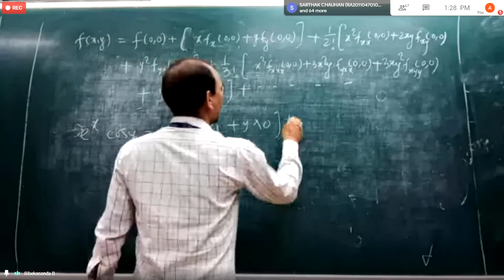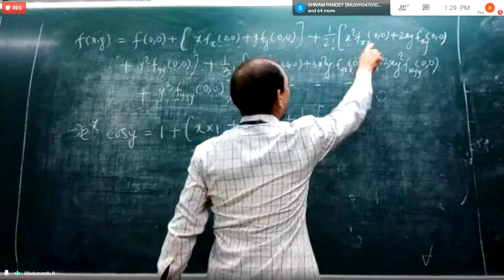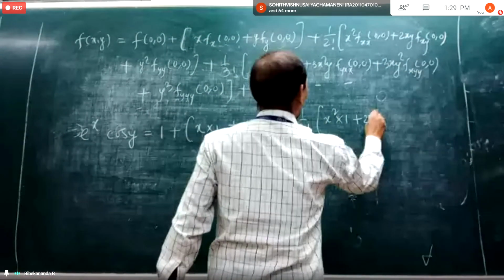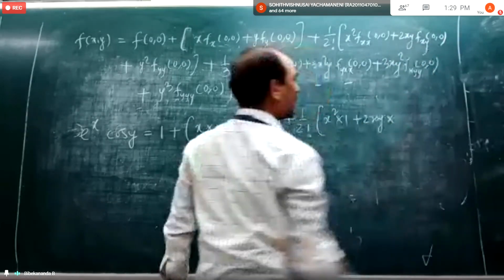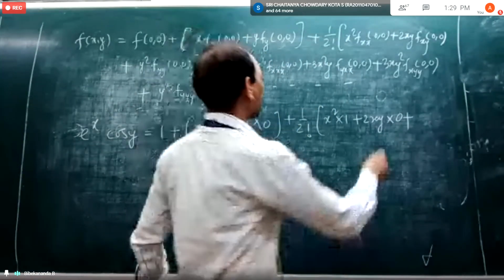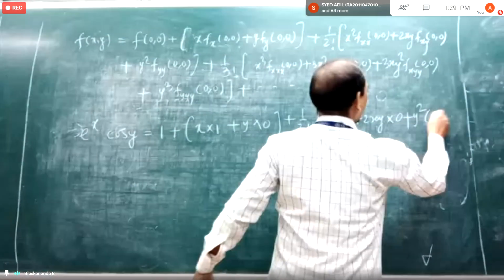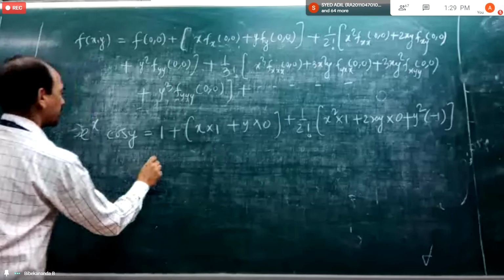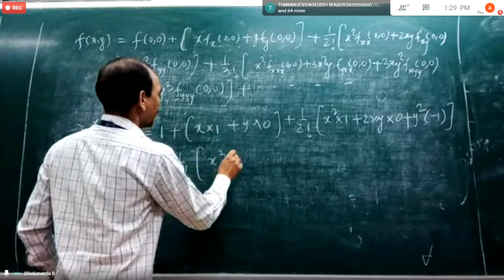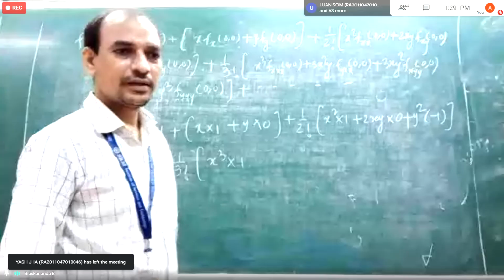Then 1 by 2 factorial into x square, what is the value of fxx at 0, 0? 1. 1 into 1, plus 2xy into the value of fxy at 0, 0, which is 0, plus y square, what is the value of fyy? Minus 1. Plus 1 by 3 factorial whole into x cube, what is the value of fxxx at 0, 0? 1. Is it fine? Yes, sir.